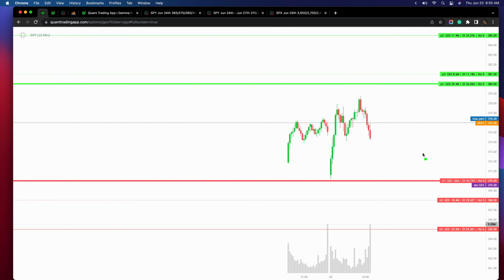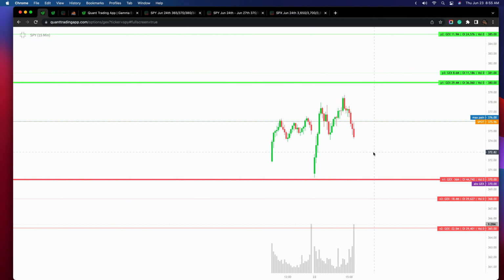An absolute number is a number that must be positive. So after it does all the math, it's just saying this is the highest absolute GEX strike. So that's something that's important to know.